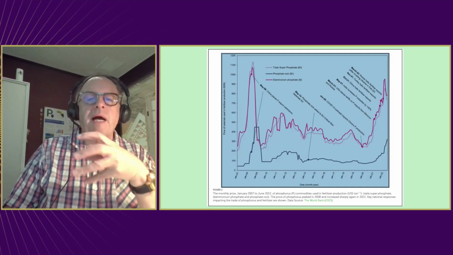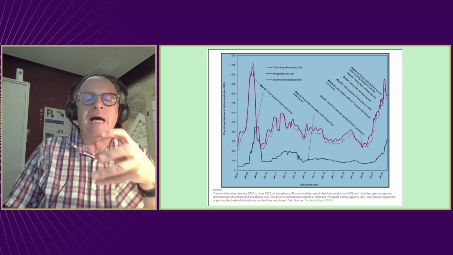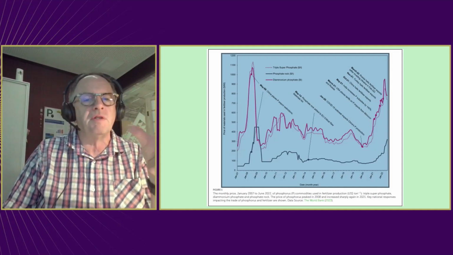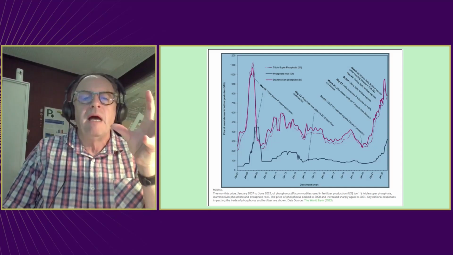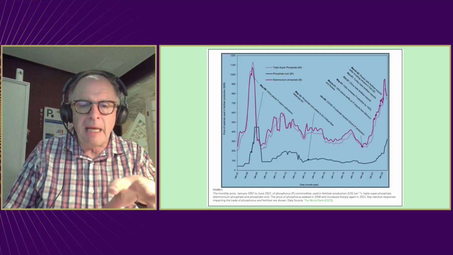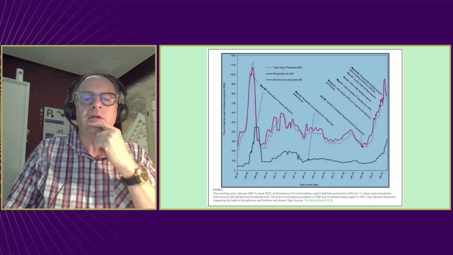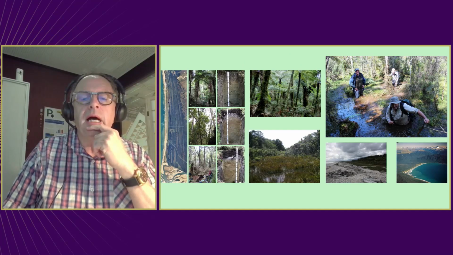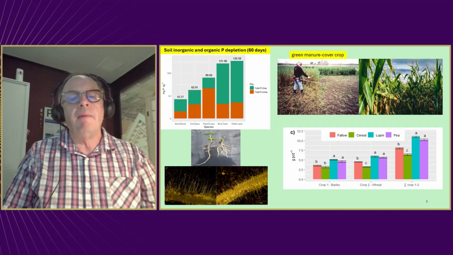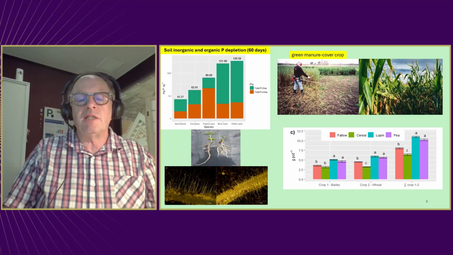So that brings us back to what can we do to actually address this. We've got all this legacy phosphorus, 50% of the phosphorus that we put on is still there. How can we possibly access that to reduce our dependence on ongoing fertilizer inputs? There is some insight that we can draw on.